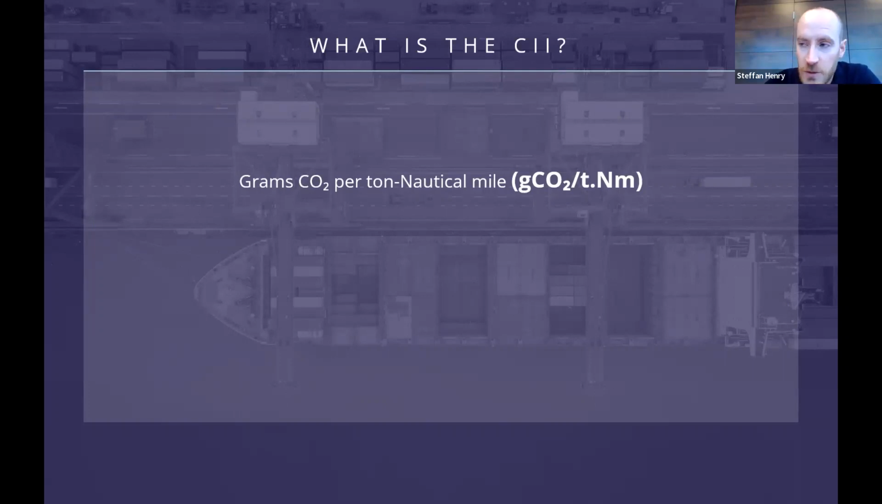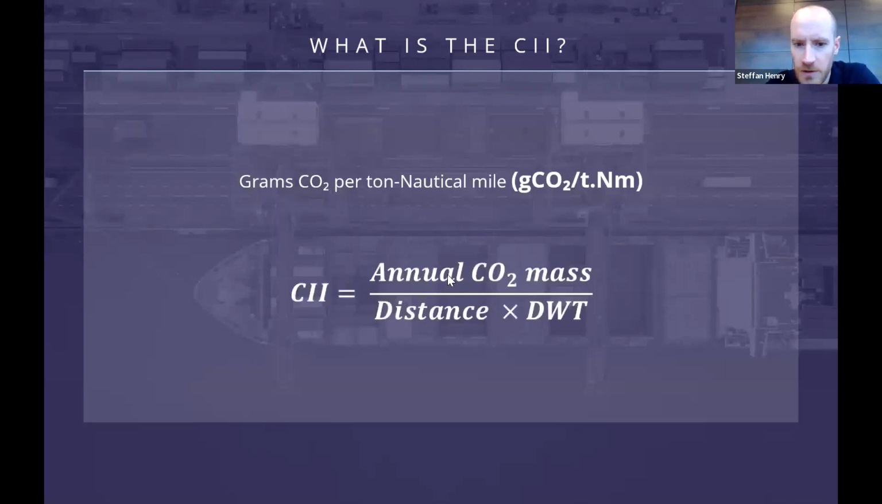So the difference, therefore, between the EEXI and CII is the difference between the theoretical amount of CO2 a vessel might produce based on its design and the actual amount based on the fuel it's consumed. And here's the basic formula for it. This score is calculated from the consumption and distance travelled data provided to the IMO DCS, the IMO Data Collection Service, every year. And this is a requirement that's been enforced since 2019.